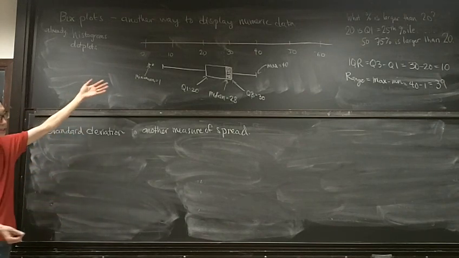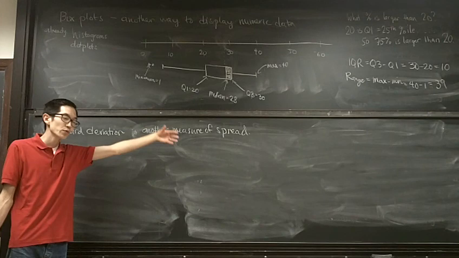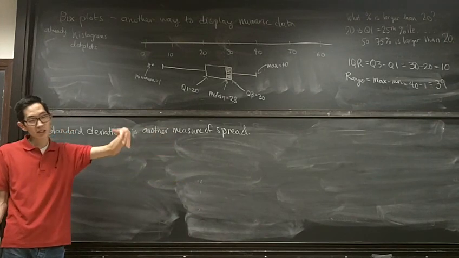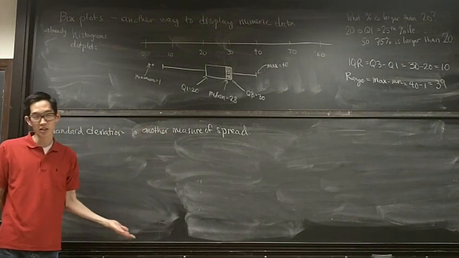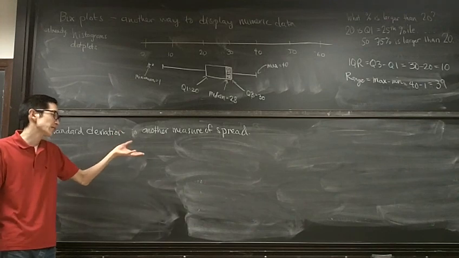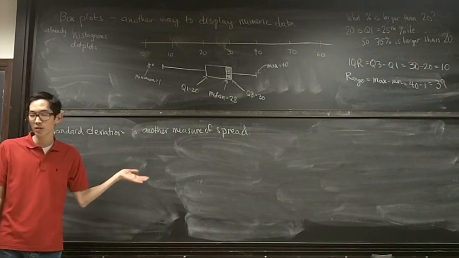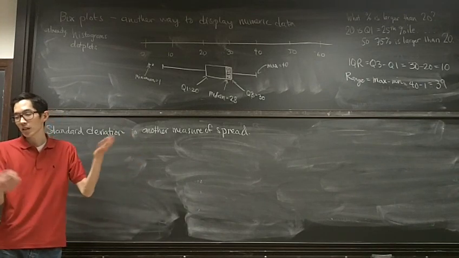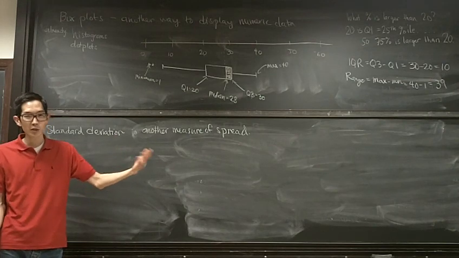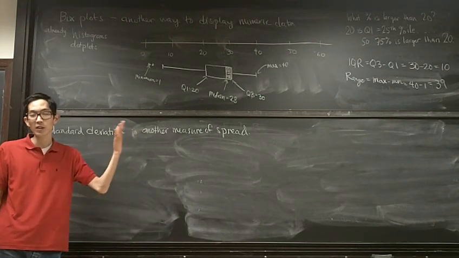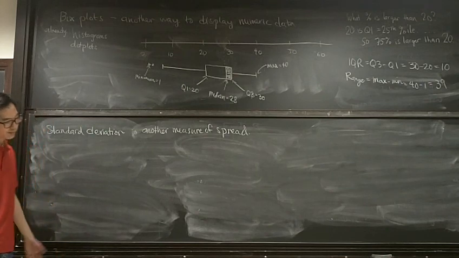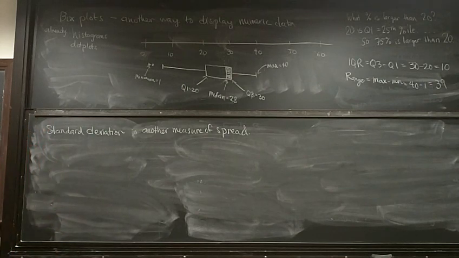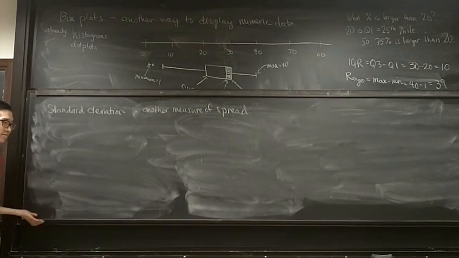Again, conventional wisdom says for skewed data, we prefer the IQR and the range. And conventional wisdom also says for symmetric data, we prefer the standard deviation. Whether it's skewed or symmetric, you can find the standard deviation. You can find the IQR and the range. But you might prefer one over the other.